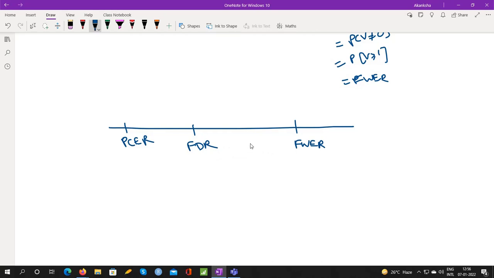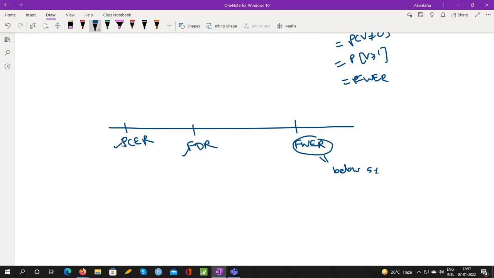Now what does Bonferroni do? The Bonferroni procedure and the Sidak procedure actually try to control FWER. They try to keep FWER below 5%. If they are keeping FWER below 5%, then of course automatically FDR and PCER will also be below 5%.